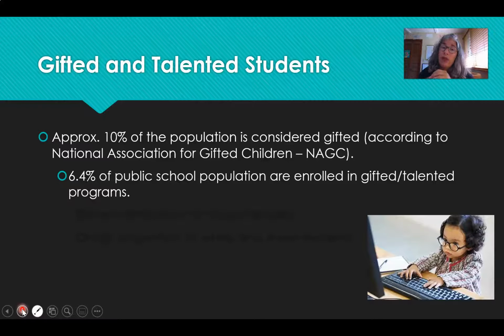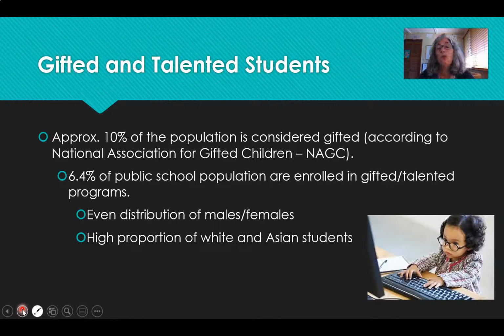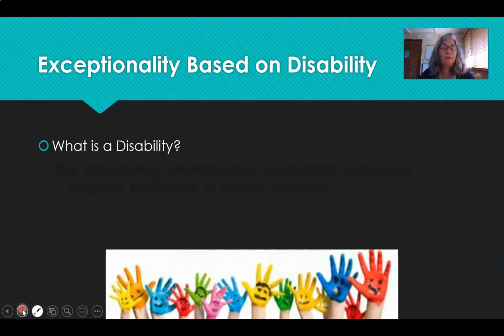Not all schools have gifted and talented programs. So it's possible that you have a good number of gifted and talented students that simply are at schools that don't offer those programs. When you look at gifted and talented students in the school system, there's a pretty even distribution of males and females, but not an even distribution when you look at ethnic identity. It is a much higher proportion of Caucasian and Asian American students.